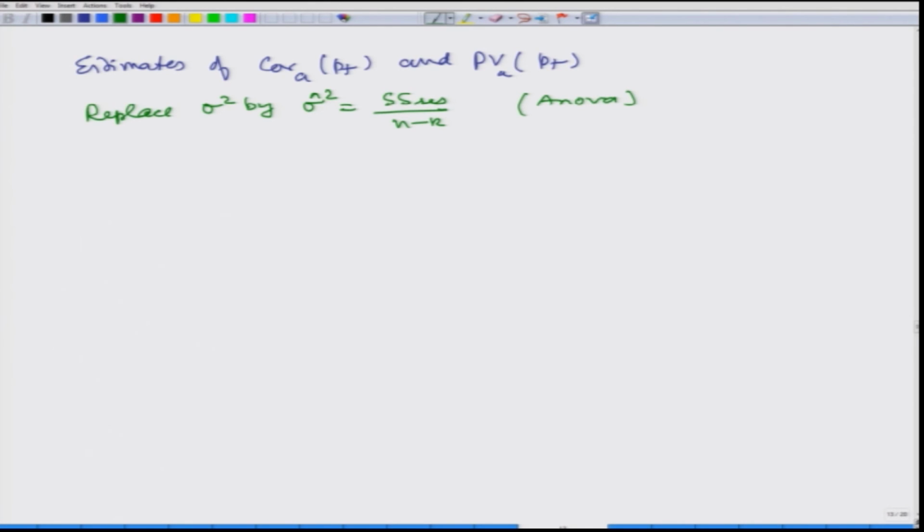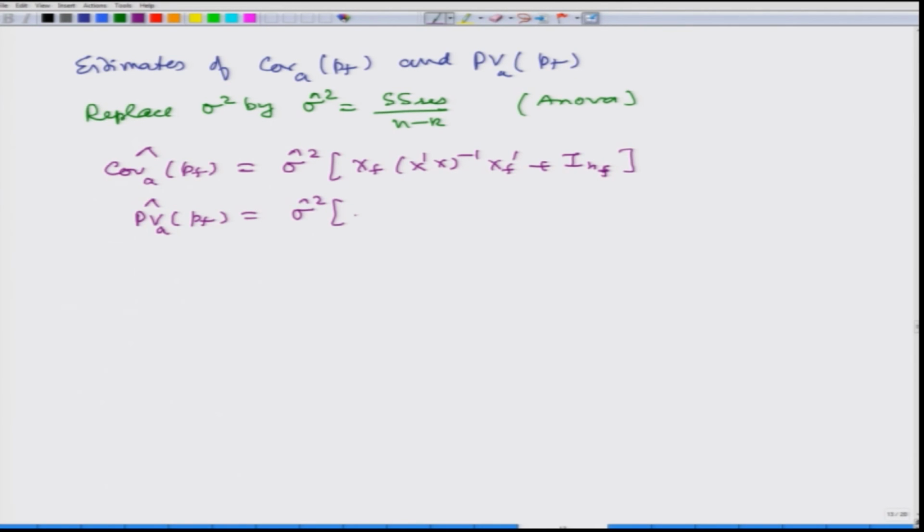Once I do this, the estimate of the covariance matrix of PF when it is used for actual value prediction comes out to be sigma square hat times XF (X transpose X) whole inverse XF transpose plus the identity matrix of order NF. And an estimate of the predictive variance of PF when it is used for actual value prediction comes out to be sigma square hat times the trace of XF (X transpose X) whole inverse XF transpose, plus NF.